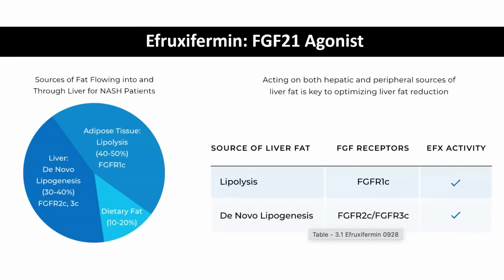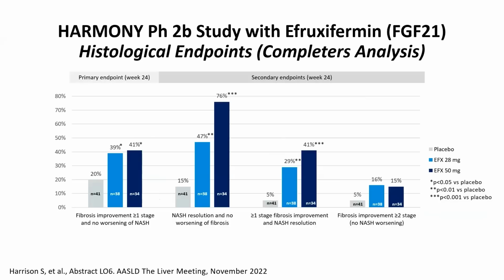Efruxifermin is what we call an FGF21 agonist. For simplicity, FGF21 is a hormone produced in the liver, but it has effects in the adipose tissue. It affects the lipolysis process, which is a major source of lipid loading into the liver. But also it has direct liver effects, and it inhibits de novo lipogenesis, which is the process of converting glucose into pyruvate and then fatty acids. So efruxifermin is what we call a balanced FGF21 agonist that works on both lipolysis and de novo lipogenesis. Next.